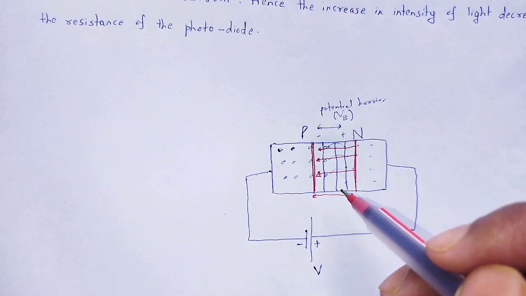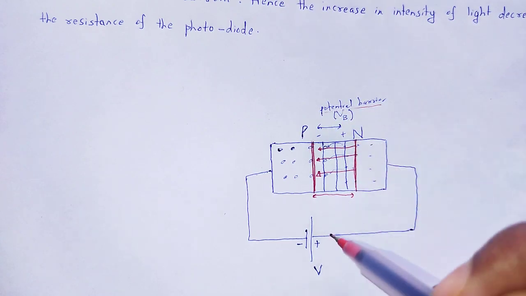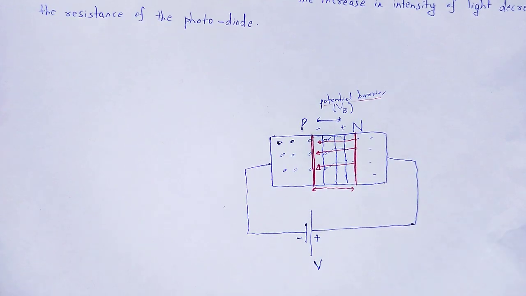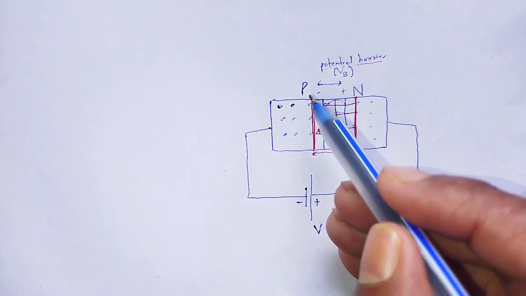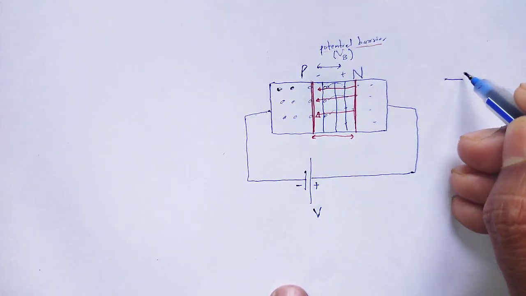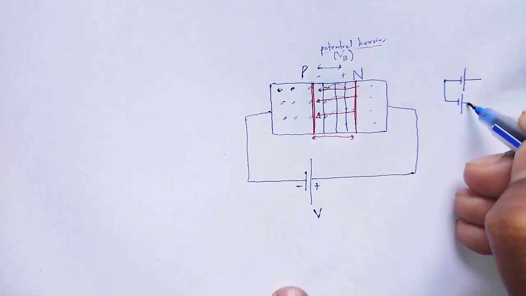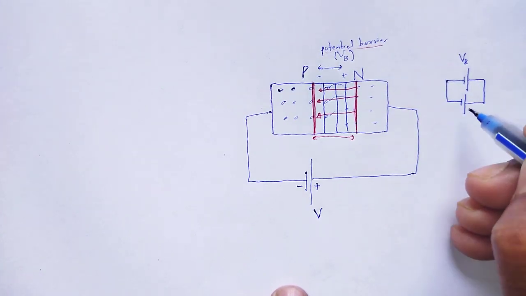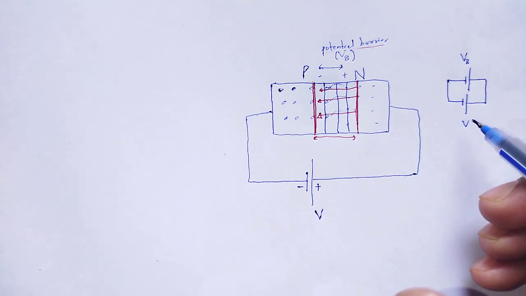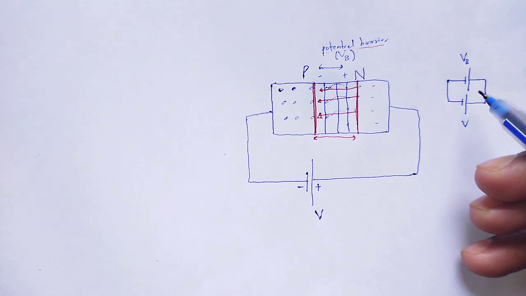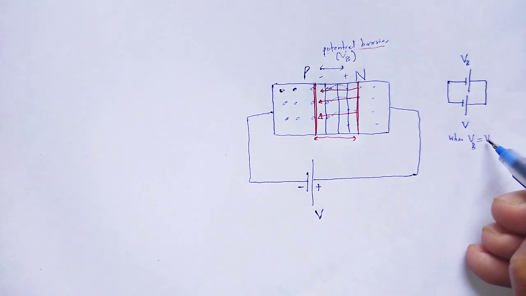Look here, if I take an equivalent circuit, here is the negative and positive terminal, here the barrier potential V_B, and the external potential V. When V_B is the same as V, then no current flows. When the barrier potential is the same as the external potential, then no current flows.